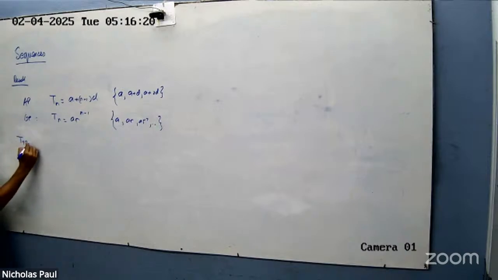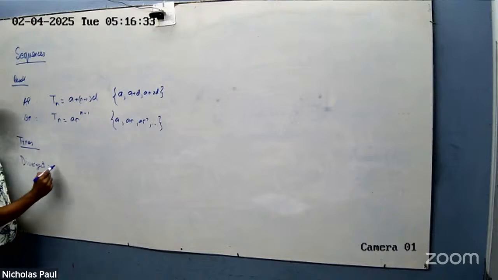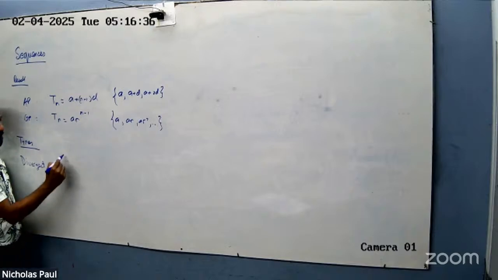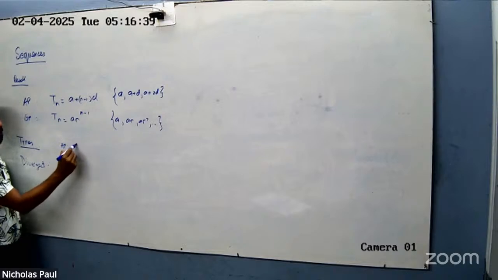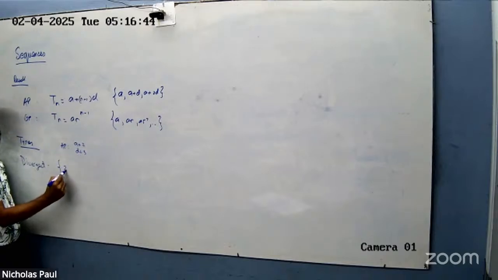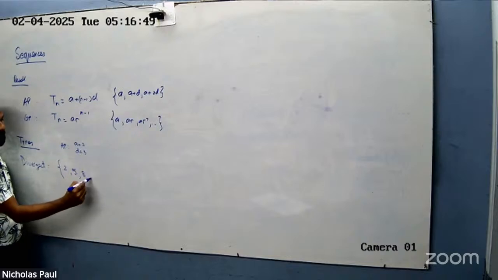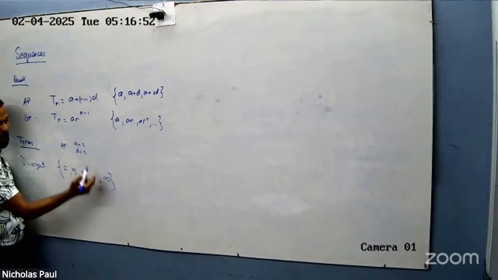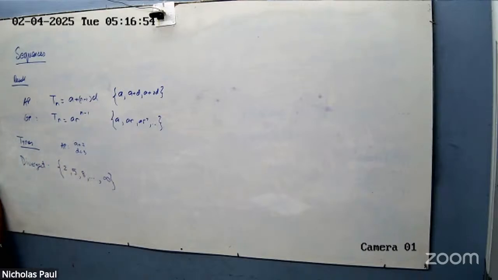There are types of sequences that we need to know. The first type that's kind of simple is one that's divergent. A divergent sequence might look something like this. Let's say I gave you an AP with the first term 2 and the common difference 3. First term is 2, second term is 5, third term is 8, and so on, all the way down to infinity. This type of sequence is divergent.